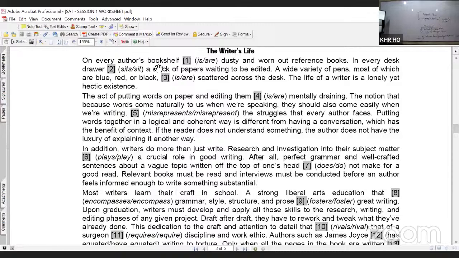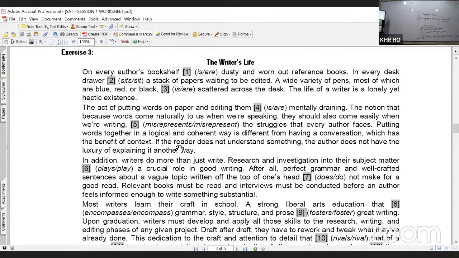Because bookshelf. No, I went with books. Books are on the shelf, so I went with the subject, books. Where are the books? Okay, yes. I didn't read the book. Sorry. Thank you. Reference books. Okay, reference books, so that automatically is R.